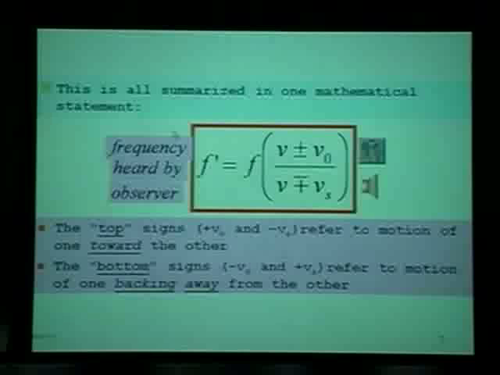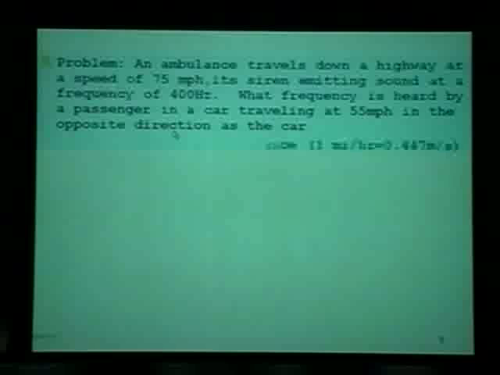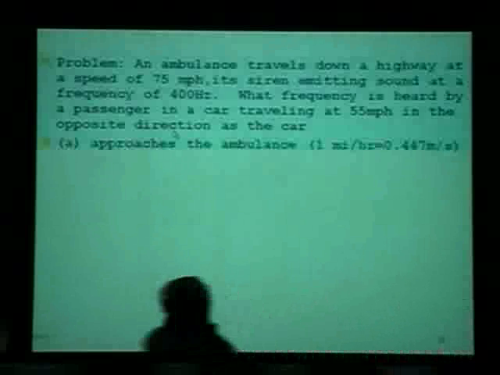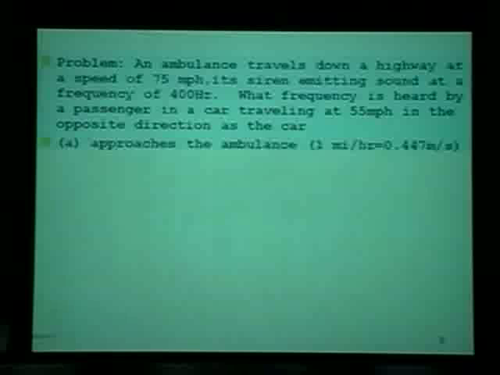Let's try an example. Here's a problem. An ambulance travels 75 miles per hour. The siren is emitting sound at a frequency of 400 hertz. What frequency is heard by a passenger in a car traveling at 55 miles per hour in the opposite direction as the car approaches the ambulance? 1 mile per hour converts to 0.447 meters per second.